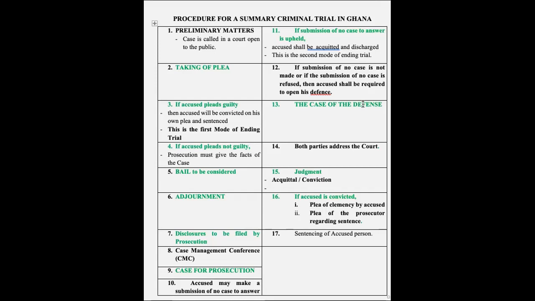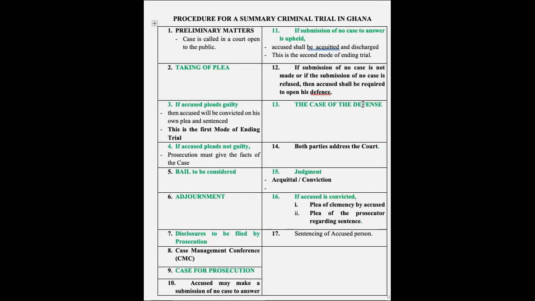When the facts are given to the court, usually, if the accused person has a lawyer, the accused person too will give their own version of the facts, and then they would apply for bail. They'll give their own version of the facts, usually denying the offense, and then bail will be considered. Because the accused is saying, I'm not guilty. I want to prove my innocence in this case. So let's go through the full trial.